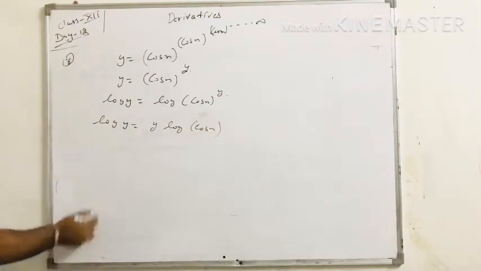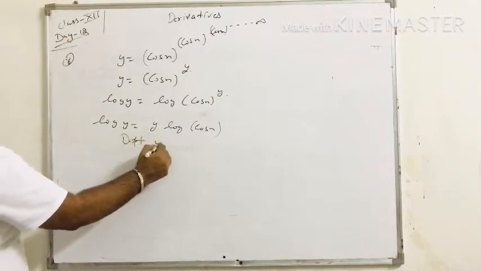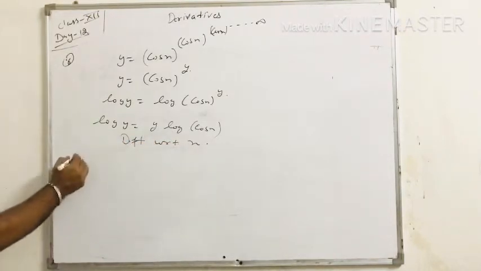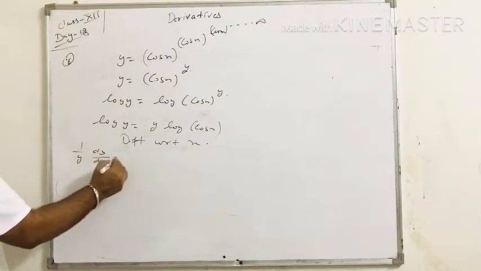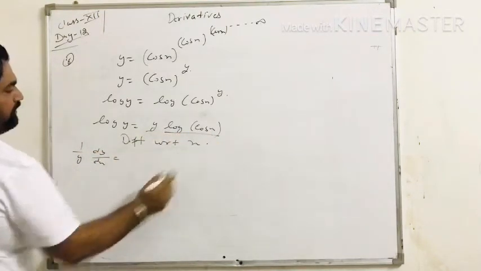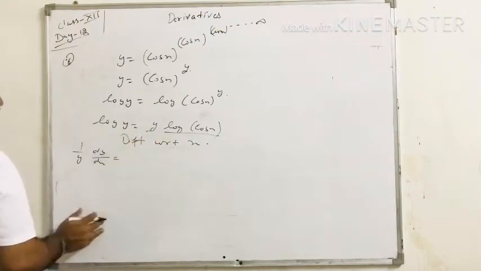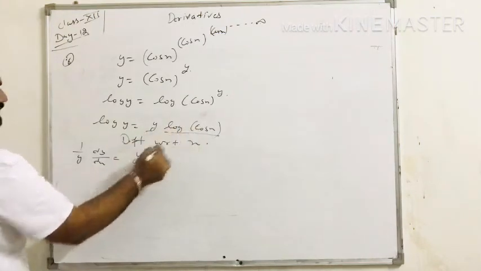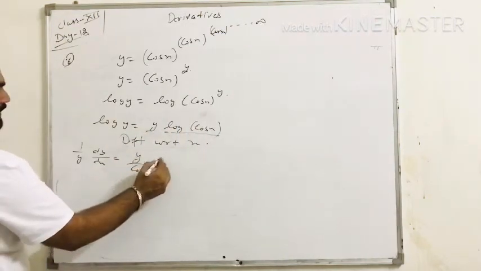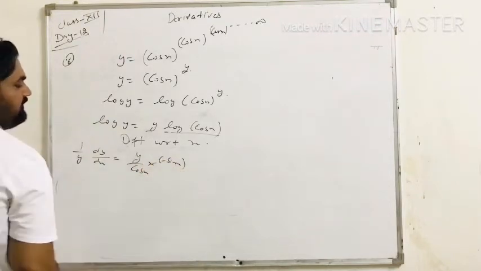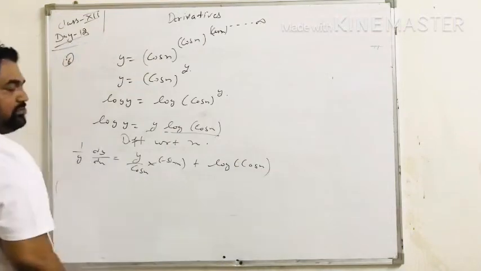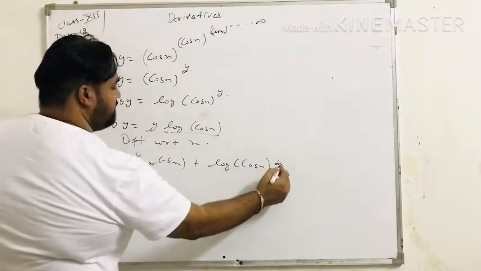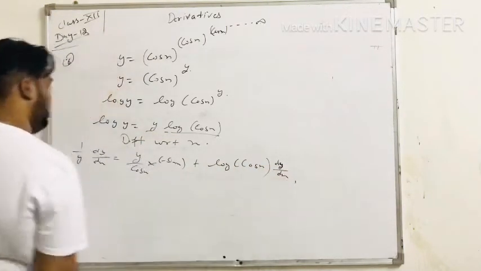cos x. Now differentiate with respect to x. So what is the derivative of log y? 1 upon y dy upon dx. Now there are two terms, we use product rule. First term same, log of cos x is 1 upon cos x, the derivative of cos x is minus sin x, plus log cos x, derivative of y is dy upon dx.